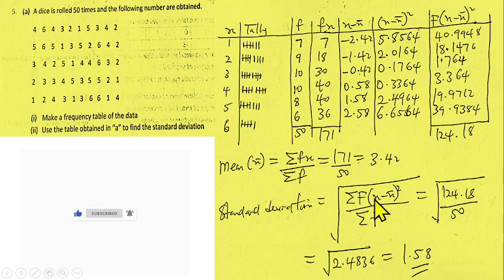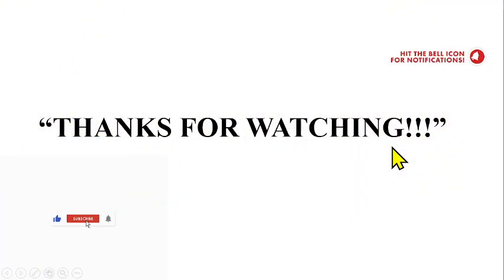Then returning back into this formula, you have the square root of 124.18 over summation f, which is 50. So if you simplify this, that should give us the square root of 2.4836. That should give us 1.58 for the standard deviation. So that is the solution to the general mathematics third term examination first question for SS1 students in Lagos State Public School, secondary school.